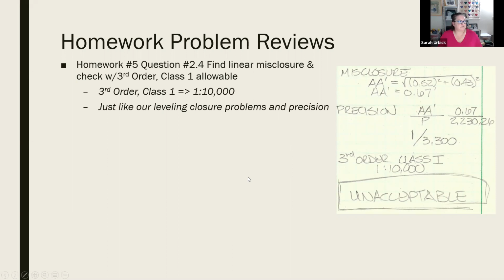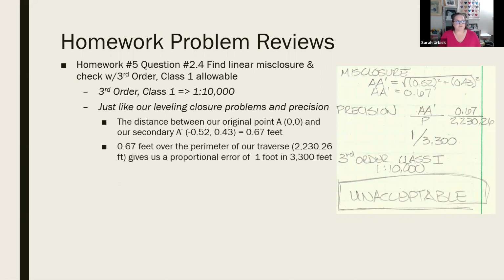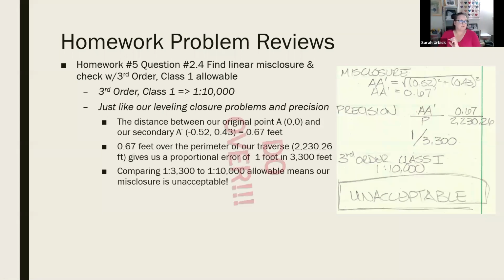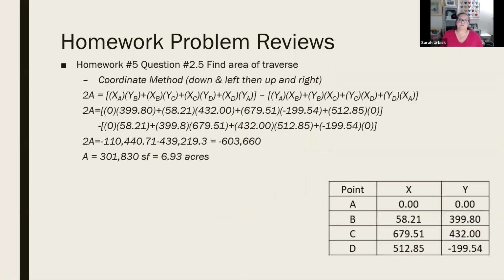All right, so we've got the distance from our original point to where we've calculated what our point is going to be. Over the course of the traverse, we find out what our allowable error is. It's unacceptable. Do it over. All right, so that takes us to step 2.5, finding the area of the traverse.